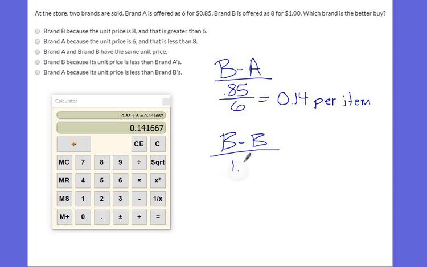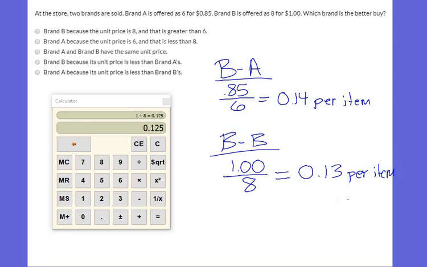Brand B says it costs $1 for 8 items. So I need to divide $1 by 8 to see how much it costs per one item. Remember, money is 2 decimals. So the 1 and the 2, but that 5 rounds the 2 up to a 3, so that costs 13 cents per item.